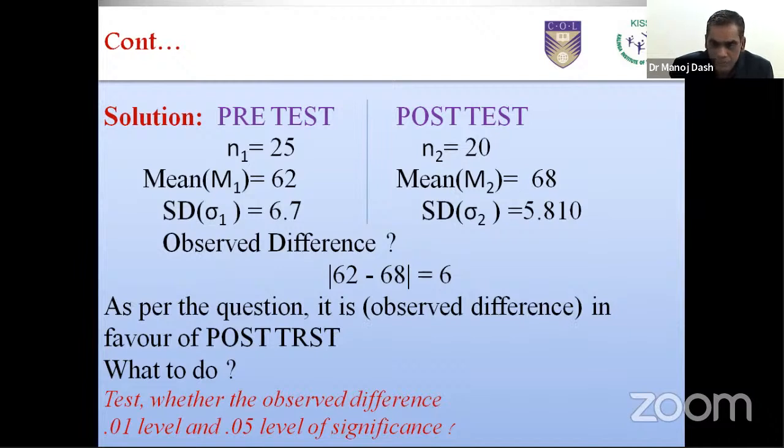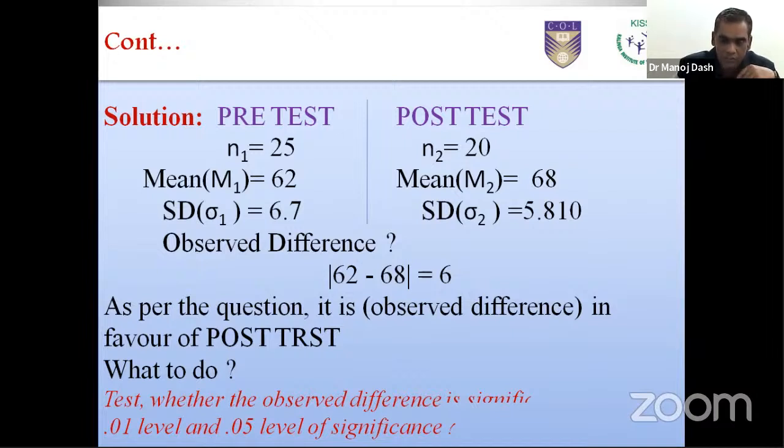If you compare this question with the previous question, it is almost the same. The only difference is that in the previous case it was a large sample, the sample size was very large. In this case, the sample size is small. The rest of the things are exactly the same. There was an observed difference, here also we are getting an observed difference. There we tested whether it is significant or not, now also we are going to test whether the difference is significant or not.